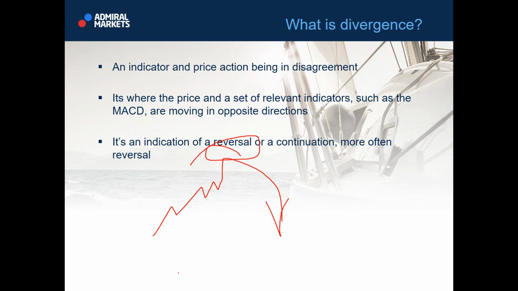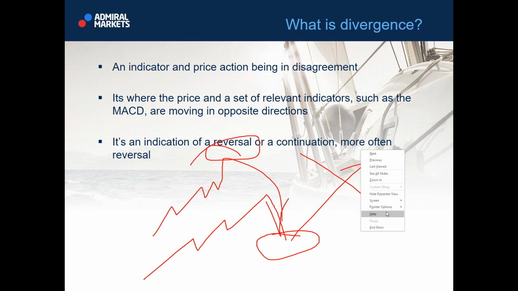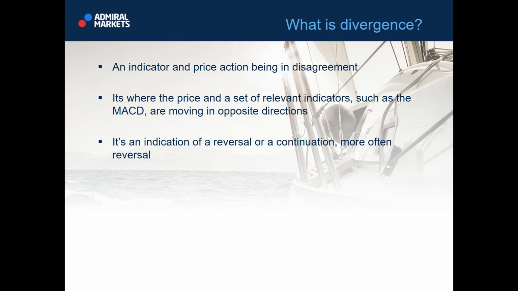Also, there is another type of divergence called hidden divergence, where the price usually will continue after a retracement. So you wait for a retracement, hidden divergence shows up, and you go in a long trade. So those are different types of divergence which we will cover today.